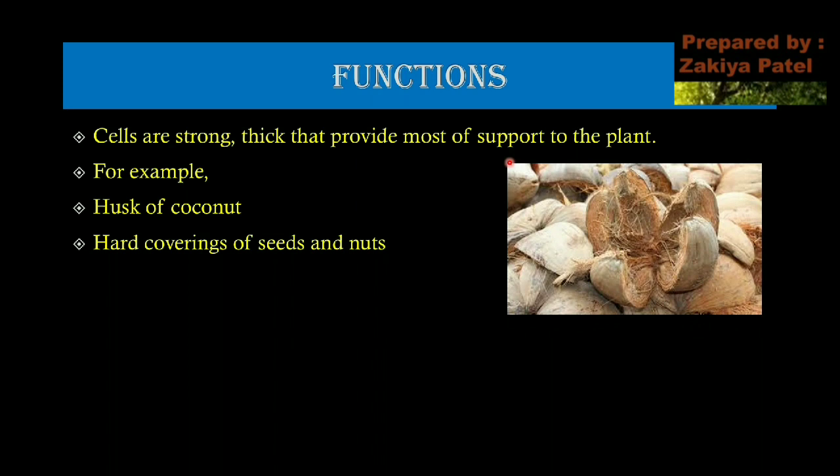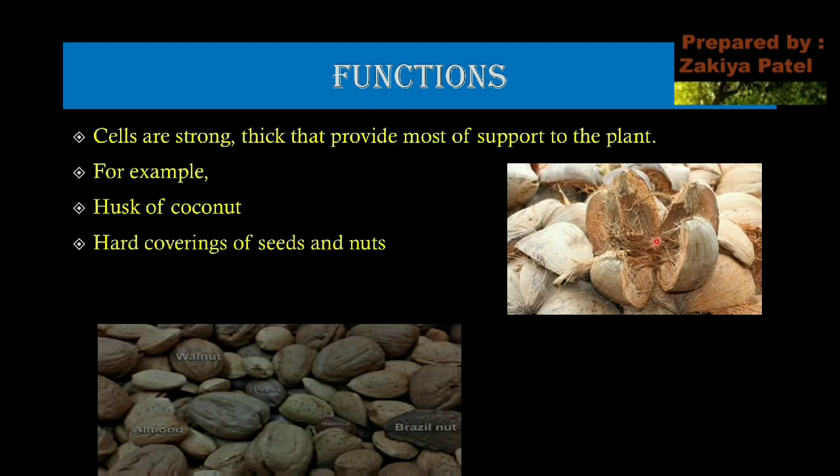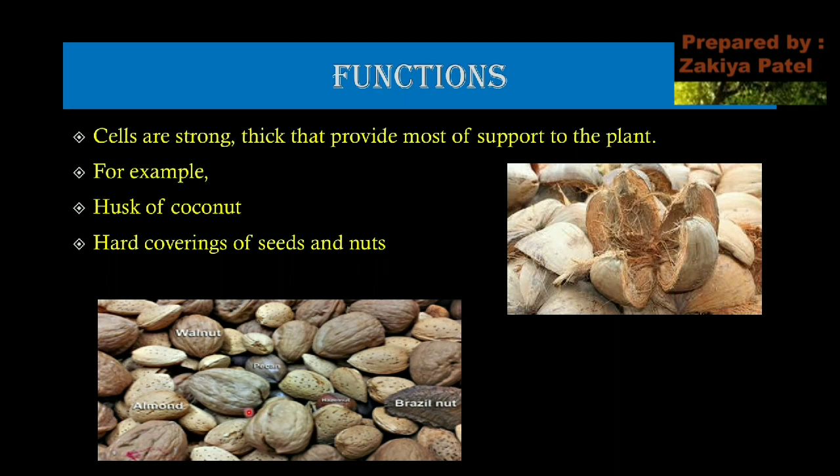The outer covering or outer layer of the coconut is made up of sclerenchymal cells, and the hard covering of seeds and nuts, that is walnut, almond, peanut, that hard covering. In that hard covering also, which tissue is present? Sclerenchyma tissue is present. So here we have completed the meristematic tissue, three types of meristematic tissue, and simple permanent tissue, that is parenchyma, collenchyma and sclerenchyma.